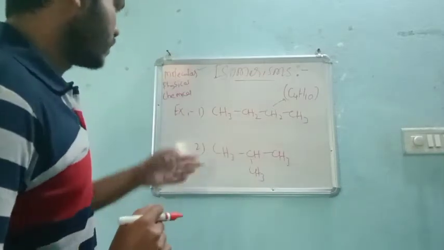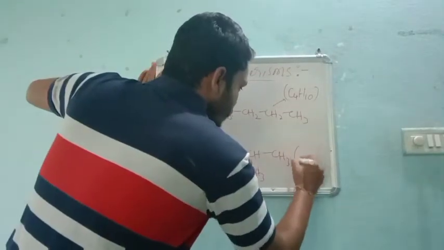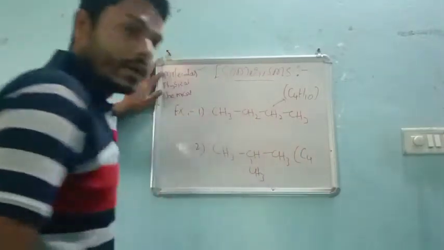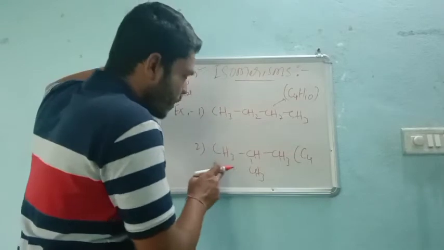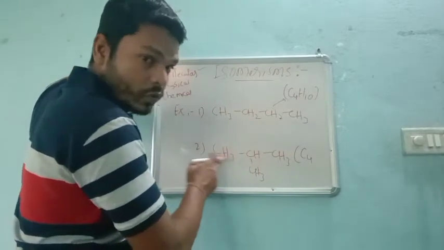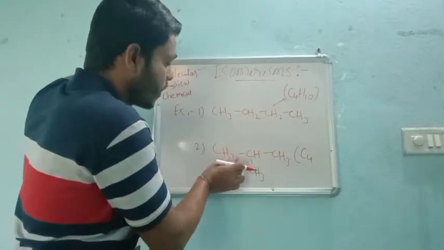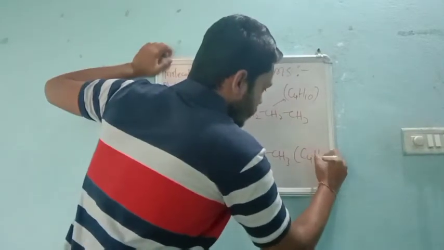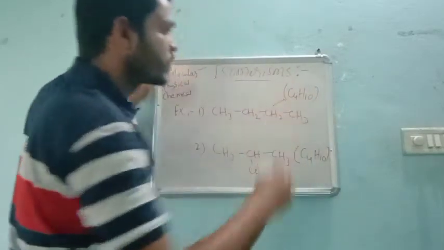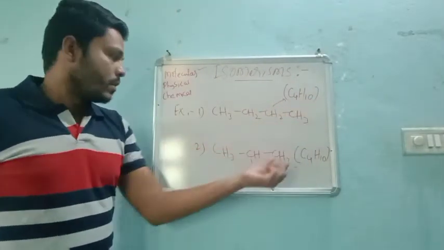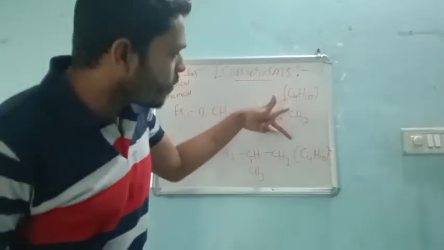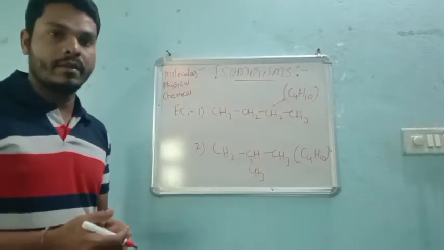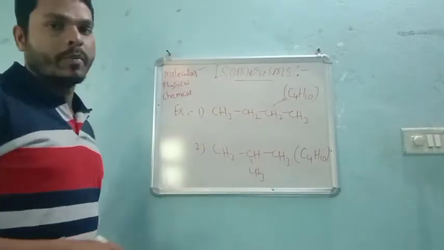What about this one? You just count it. Again 1, 2, 3, 4. Carbons are 4, right? And now how many hydrogens? Again there are 2 different elements. So 3 plus 3 plus 3 is 9, 9 plus 1 is 10. So the hydrogens are also the same. See the magic now. They have the same molecular formula but differ in their physical and chemical properties, right?